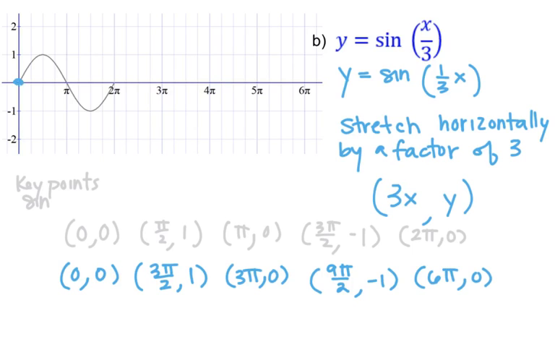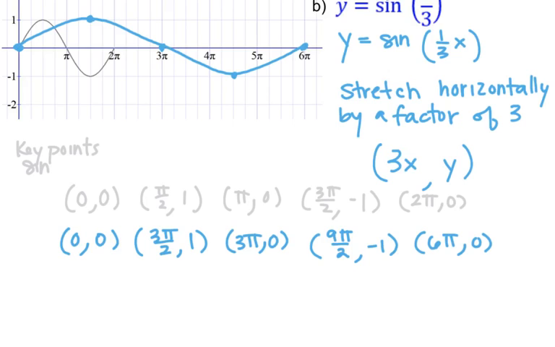So I've got a point at 0, 0. I'm going to go to 1.5 pi, which is about here, and I'm going to go up 1. At 3 pi, I'm at 0. At 4.5 pi, I am down 1. And at 6 pi, we are at 0. So you see, this has stretched out and become 3 times as long.